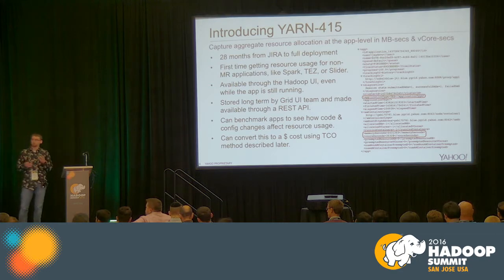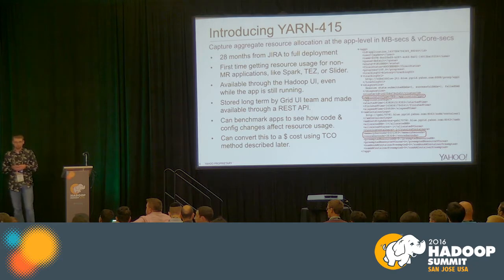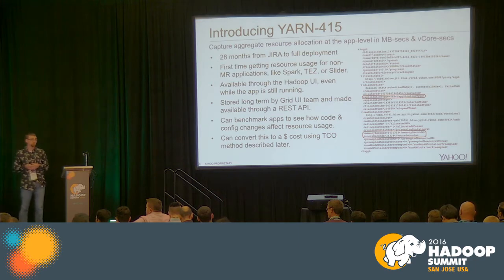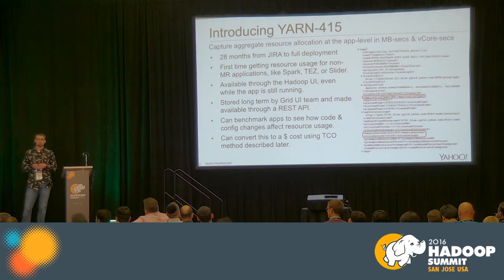The feature was pretty complex. It took, I think, about 1.5 years to commit through the hard work and perseverance of several Hadoop developers, and I especially want to call out Eric Payne at Yahoo for all of his hard work on this. It finally got deployed to the last of our clusters last June. Since then, anytime someone launches an app on any of our clusters, Hadoop's own UI and REST API report back at least the compute resources used by that app in megabyte seconds and vCore seconds, even while the app is still running.